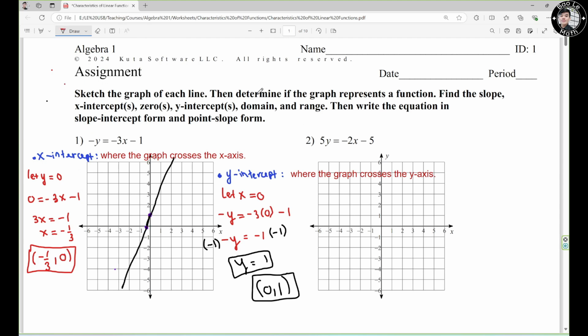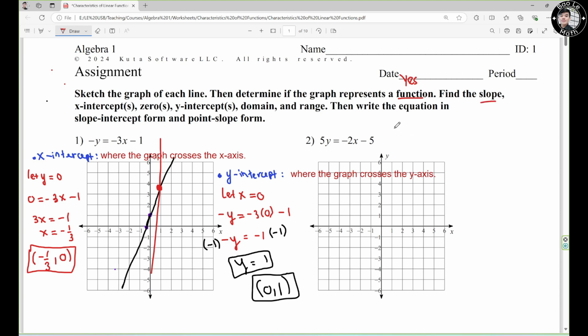Now, next one. We need to determine if the graph represents a function. So we're going to use the vertical line test. We draw a vertical line, and we see that the vertical line meets the graph at 1 point. So this is a function. So this is yes.